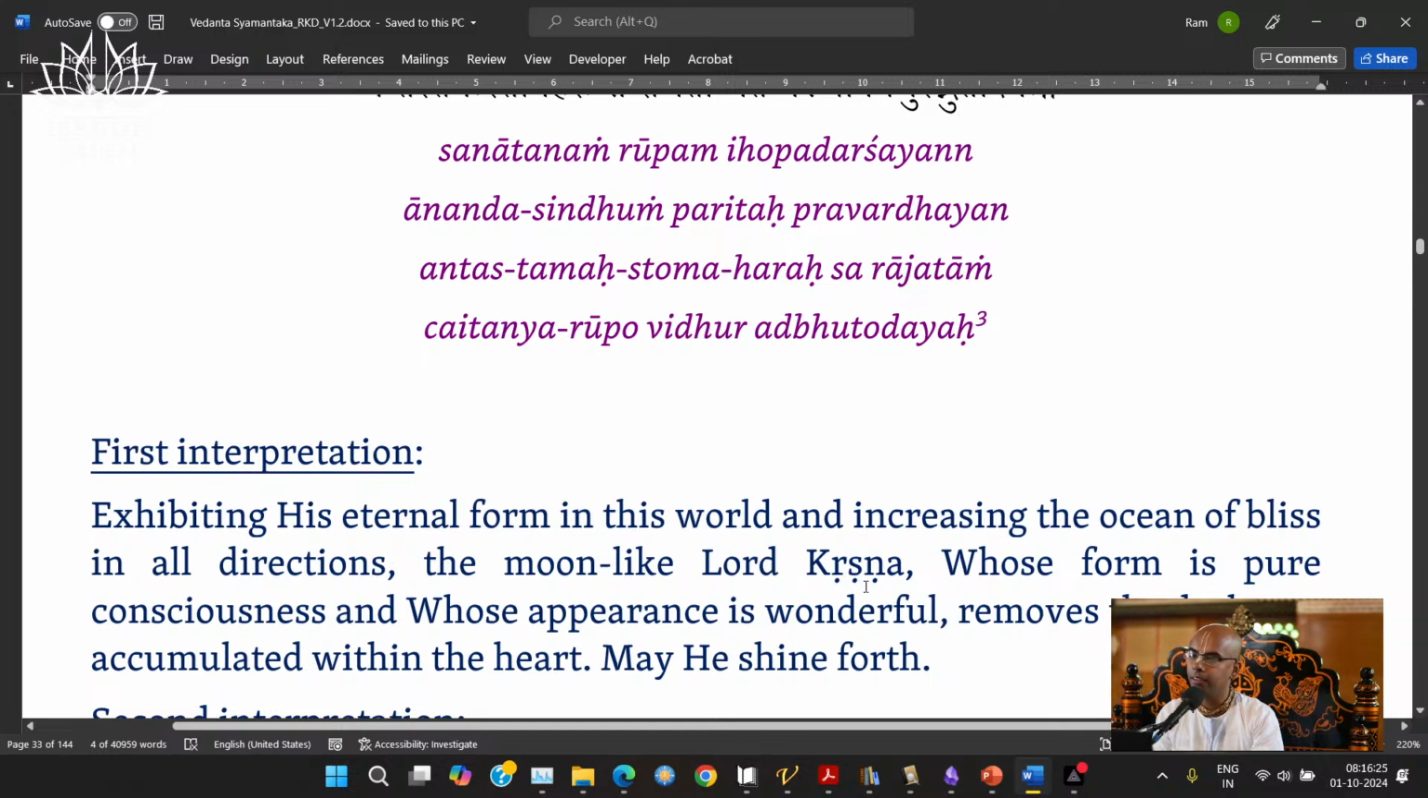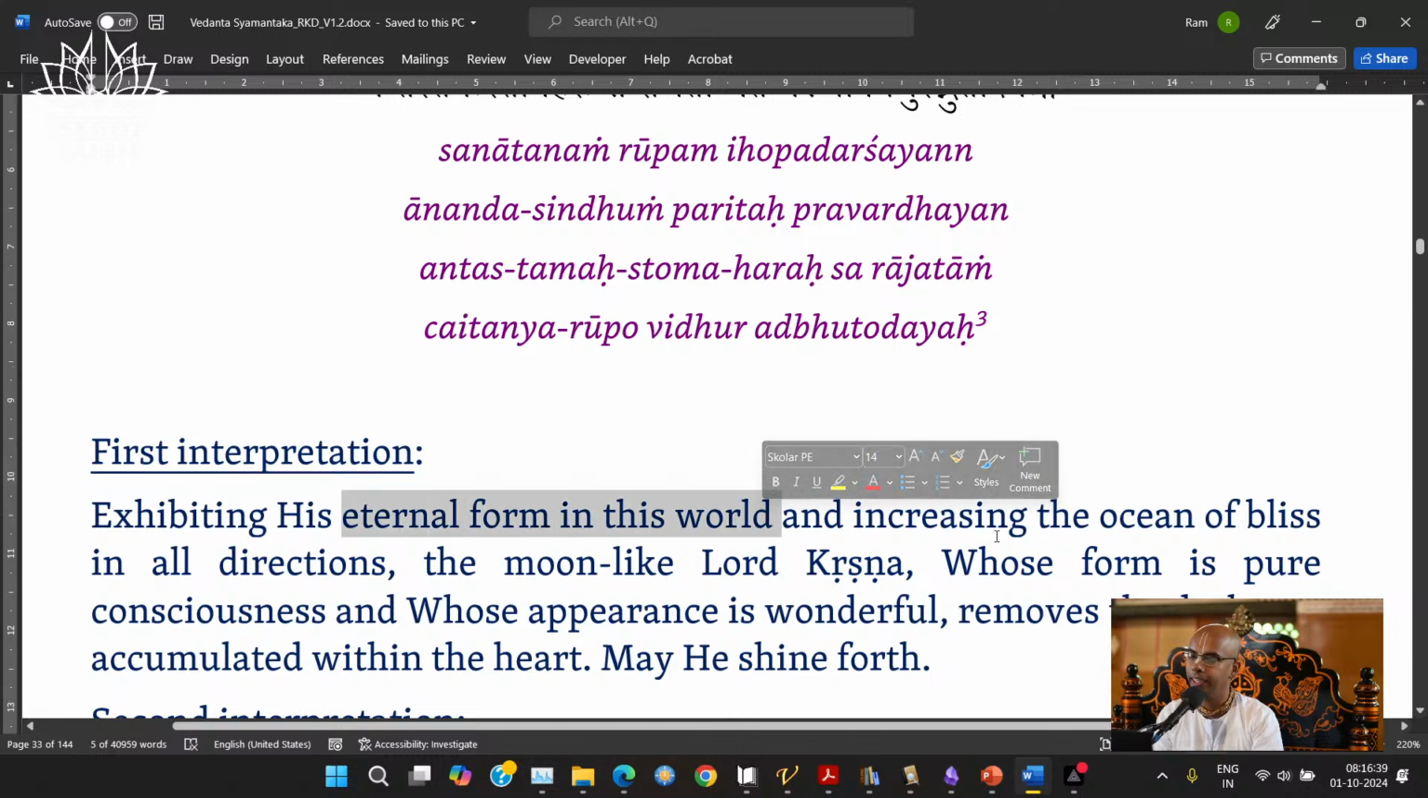The moon-like Lord Krishna, whose form is pure consciousness and whose appearance is wonderful, removes the darkness accumulated within the heart, may he shine forth. The Supreme Lord exhibits his eternal form in this world, he increases the ocean of bliss in all directions. He is the moon-like Lord Krishna. Tamastoma Haraha, it's mentioned, whose form is pure consciousness. Correct? Chaitanya Rupa, his form is pure consciousness.